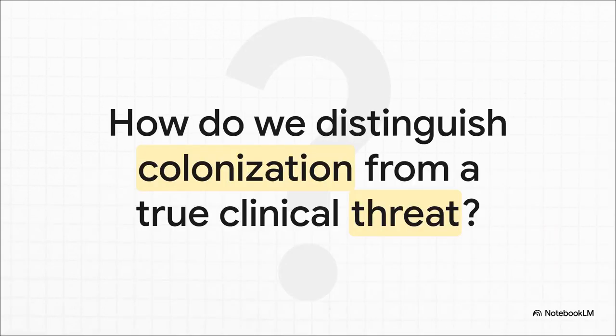And that really gets to the heart of the problem, doesn't it? The urinary catheter is one of the most common medical devices in the world, but it's also a superhighway for microbes. So the big question is, how do we as clinicians tell the difference between bacteria that are just there and an actual infection that's putting our patient in danger?